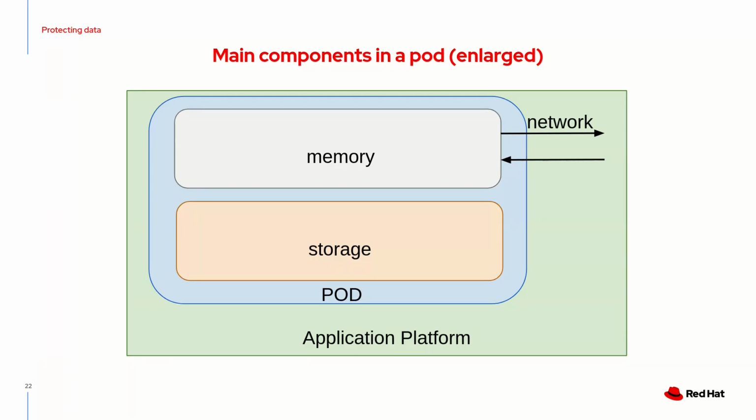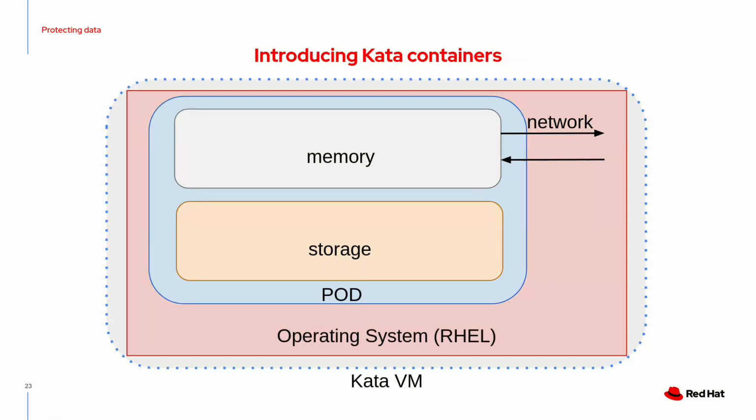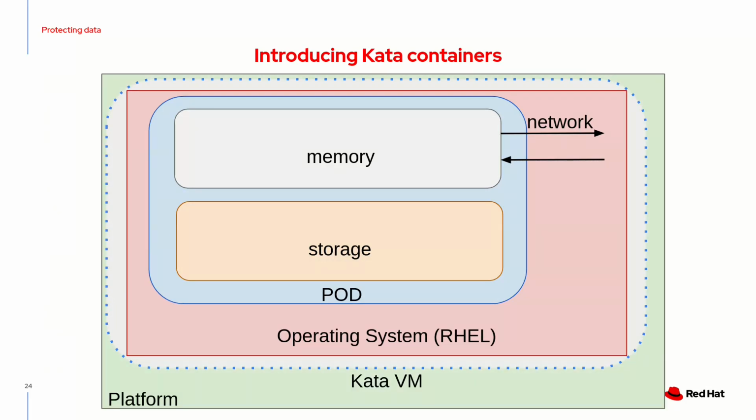The difference with a normal pod is that while the normal pod runs on an application platform, Kata containers are pods that run inside a Kata virtual machine. So the pod is not running on the application platform, but is running inside a virtual machine that internally has its own operating system, which is then in turn running on the application platform. So there is an additional layer of protection.